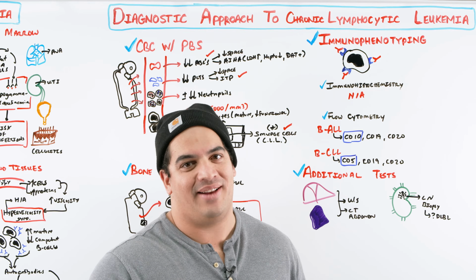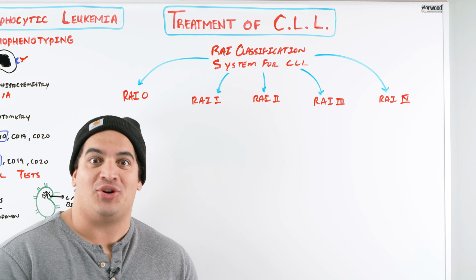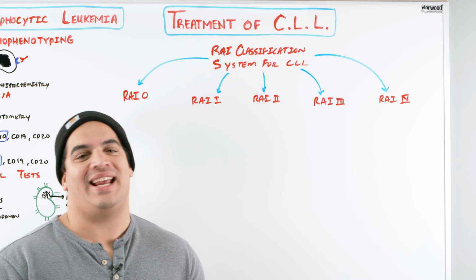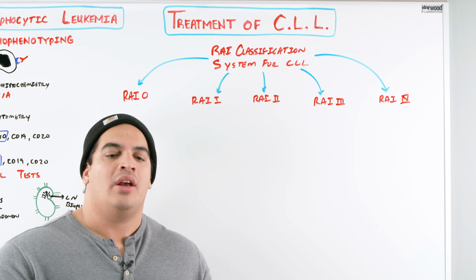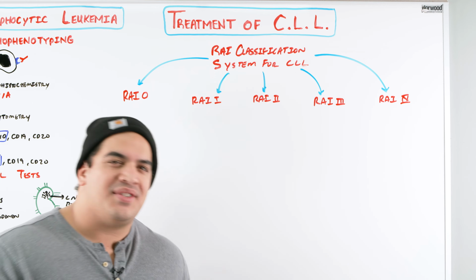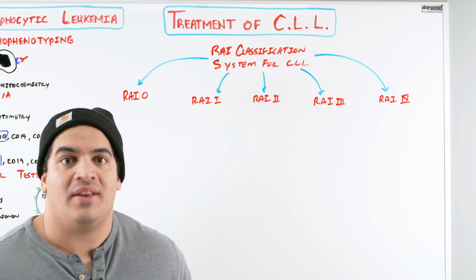Now the question is, how do we treat it? All right, my friends, so now we get to talk about the treatment of CLL. So in this situation, one of the ways that we determine the treatment is we look at what's called their classification system. And really, it's the RAI classification system. It's the way we help to determine the degree of severity of a patient's CLL, which will determine their degree of treatment. And that's a really, really important thing.